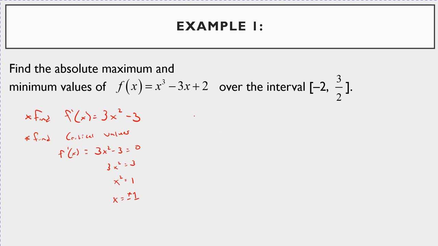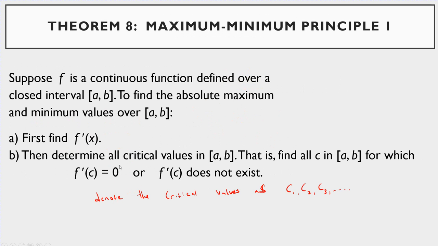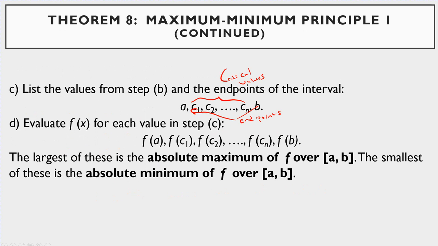So the next thing you're going to do is list these values. You're going to list starting with the endpoint -2, then we have the value -1, then we have the other critical value +1, and then we have 3/2. Okay, so look what we've done, just going back. We found the first derivative, we found critical values, okay? And now we've listed the critical values with the endpoints.